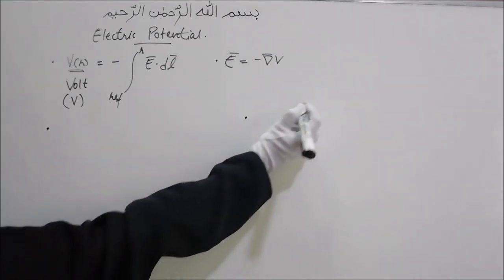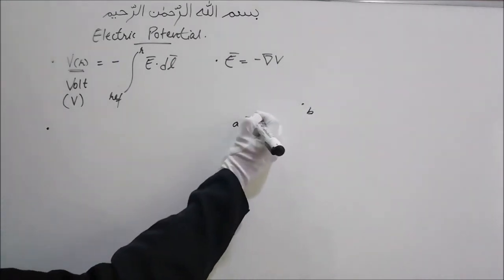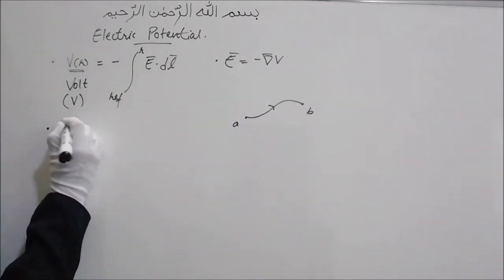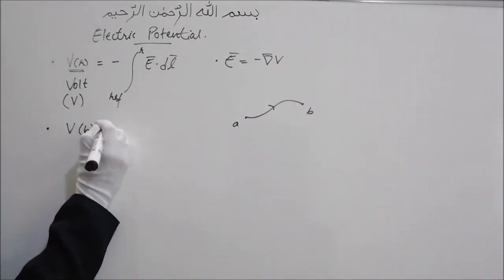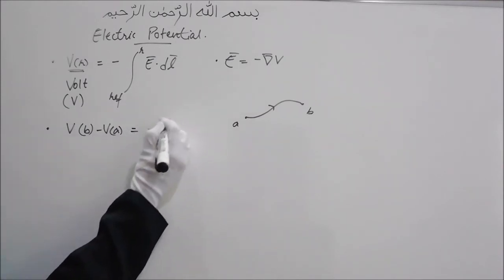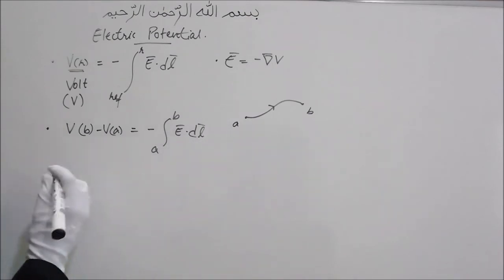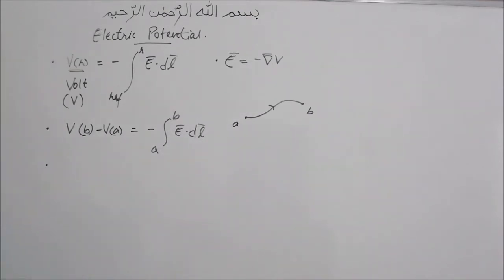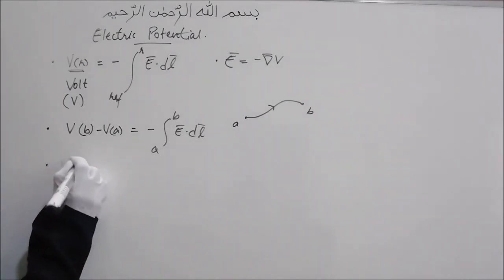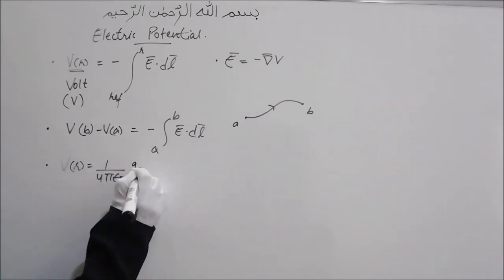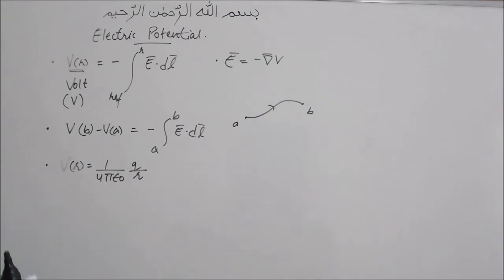Now, if you have 2 points A and B, the potential difference between the 2 points will be VB minus VA is equal to minus integration from A to B of E bar dot dl bar. If we have a system of charges, then the potential due to all those charges will be just the sum. Potential due to a discrete charge will be 1 by 4 pi epsilon naught Q by R. It is a scalar quantity, so we do not need any R hat term.